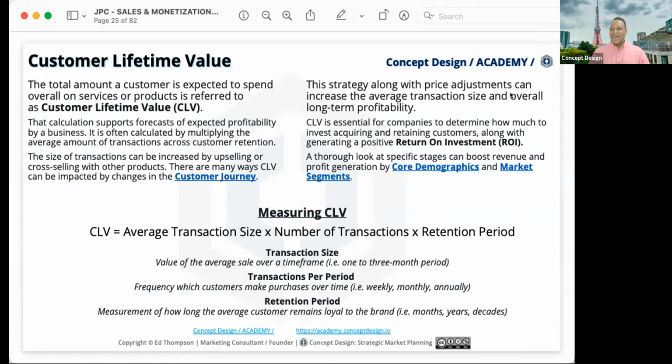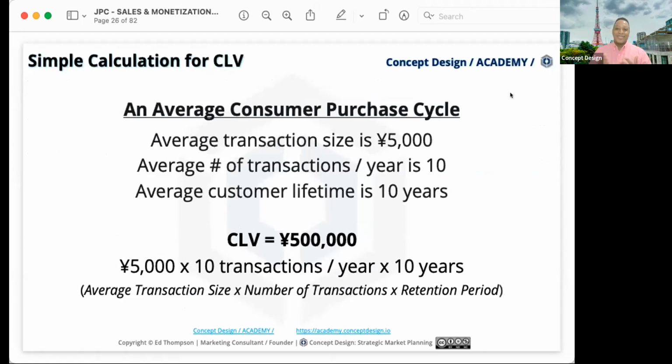lifetime value. 200 multiplied by 365. Exactly, exactly. And so these type of things, you want to look at the transaction size, the transaction per period, and the retention period. And so a simple calculation for CLV, the average consumer purchase cycle, the transaction size, it might be 5,000. The average number of transactions per year is 10. The average customer lifetime is 10 years. And so the CLV might wind up being 500,000.